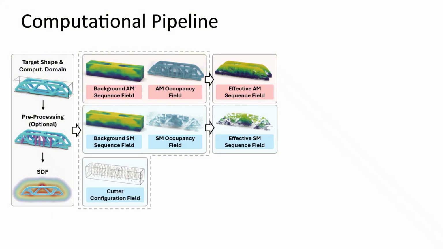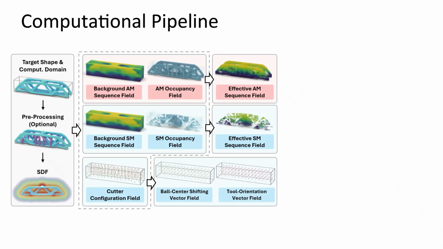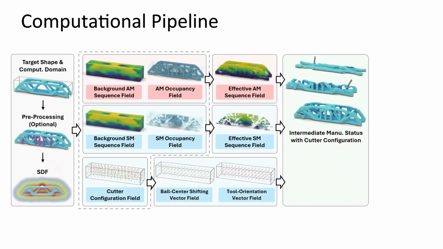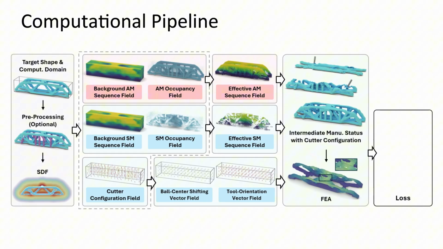The cutter configuration field defines the center position and the tool orientation of the cutter. Based on these fields, the states of intermediate structures can be obtained at any timestamp. We then employ finite element analysis to estimate process-induced distortion. The optimization objective combines several loss terms, including shape completeness, support volume, distortion, self-supporting, and collision-free.